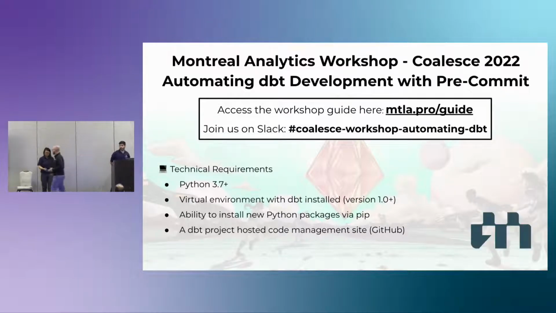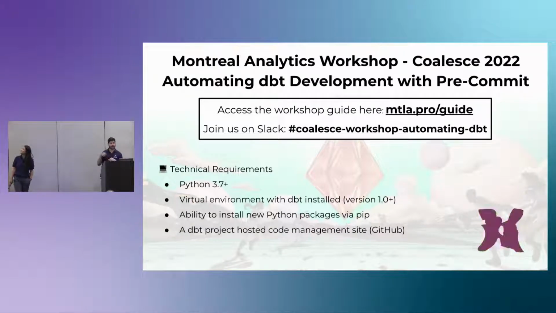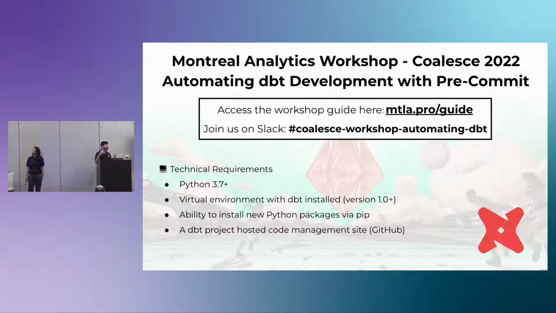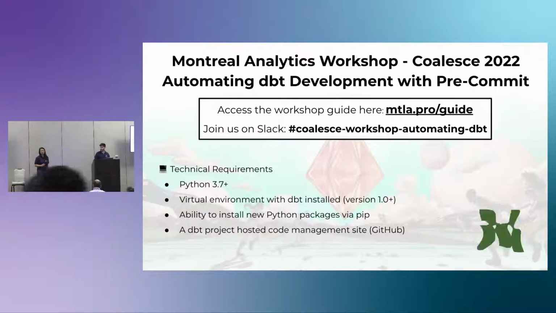Before we begin, follow the link mtla.pro/guide, where you can access all of the detailed steps we're about to go through today, with all the code. You can just copy and paste it into your repo and run everything. Fair warning: we're going to get technical. We're going to go through a few steps, and I'm going to do stuff live. Wish me luck. But in case you get lost, don't worry. It will be recorded and shared, and you will have the documentation here. Again, mtla.pro/guide. In terms of technical requirements, you need Python, DBT, the ability to install Python packages, and of course, GitHub.